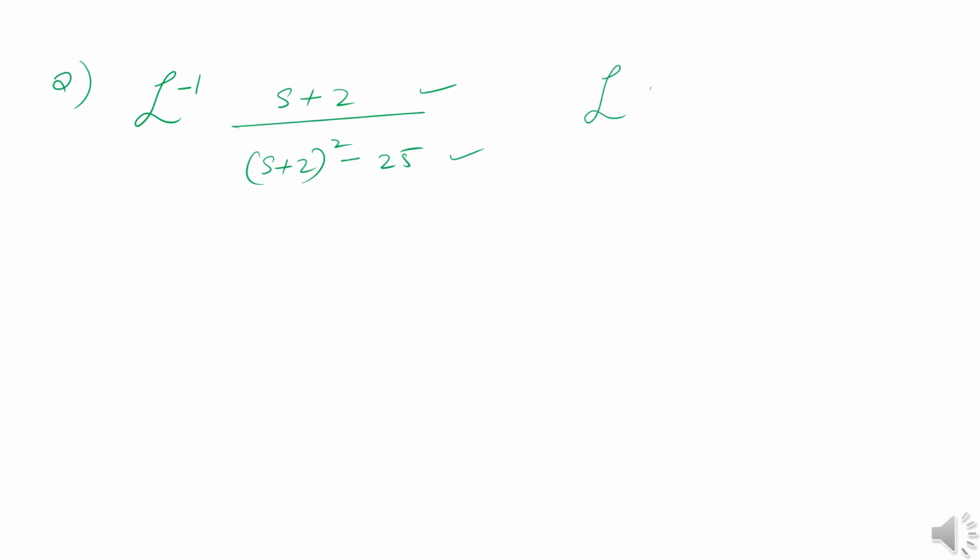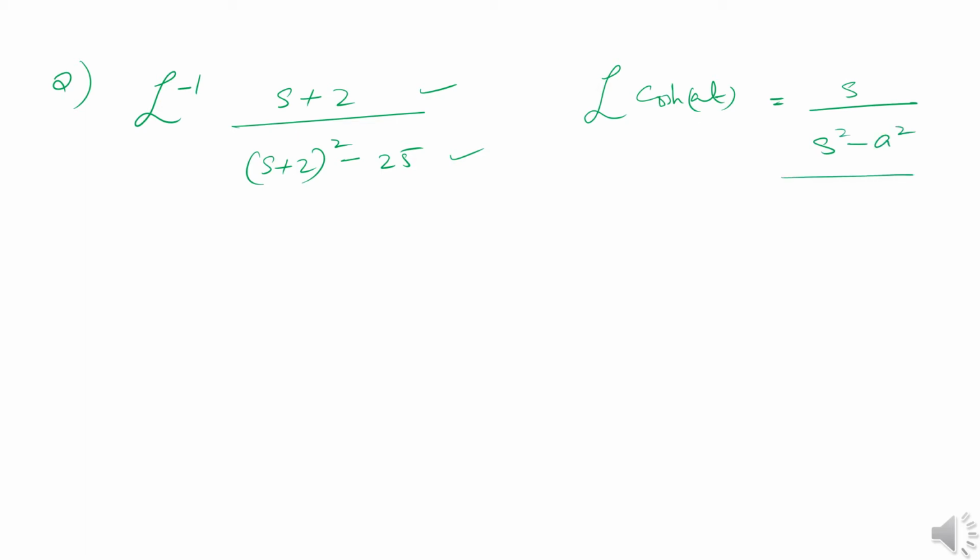Let's have another question: we have to find the Laplace inverse transform of s plus 2 divided by s plus 2 squared minus 25. We can compare this function with the Laplace transform of cos hyperbolic at. The Laplace transform of cos hyperbolic at is just equal to s over s squared minus a squared.